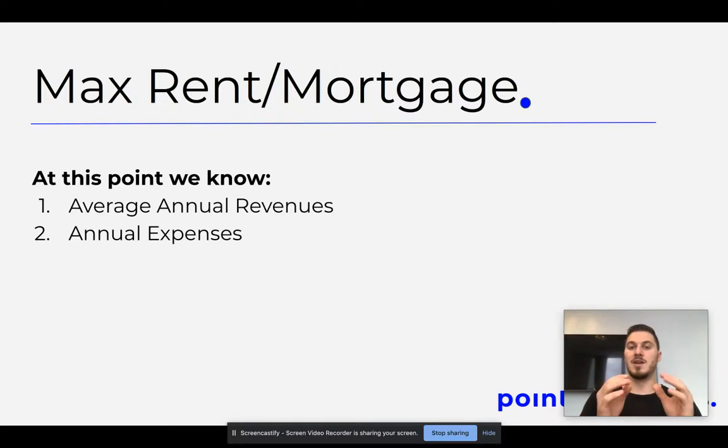Now, mind you, if you don't know the exact size home that you're going to go for, you want to figure out what it is for the largest home, let's say a 4-bedroom, and then figure out what it is for a 1-bedroom. Then you can estimate what it'll be in between for a 2-bedroom or a 3-bedroom, because it's generally not going to change all that much. So now you know your average annual revenue, we know the annual expenses, and now we know our desired profit.